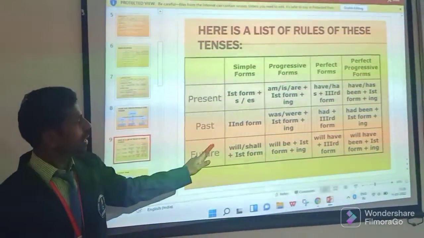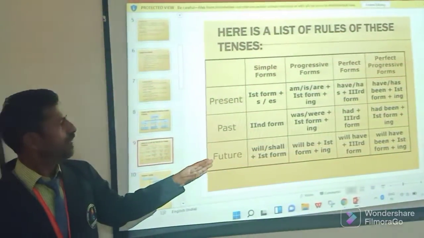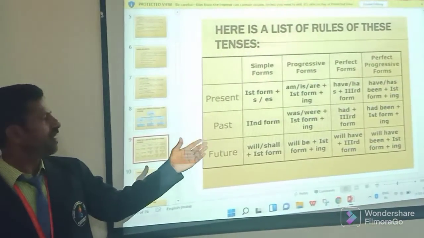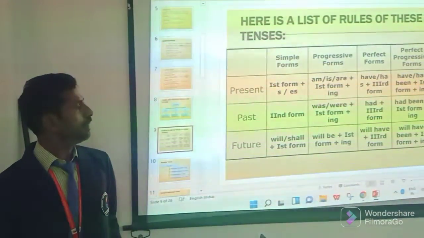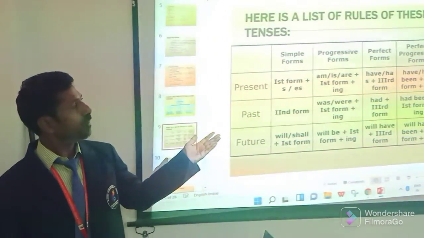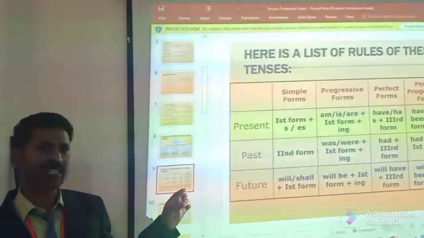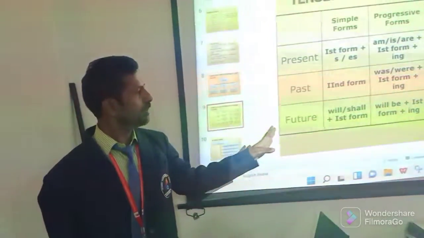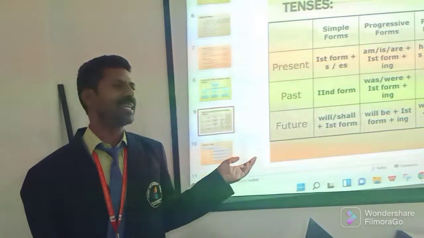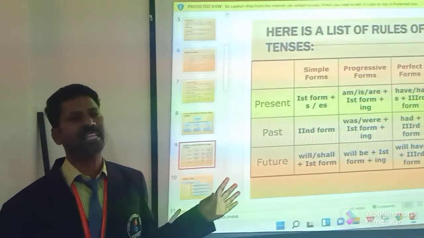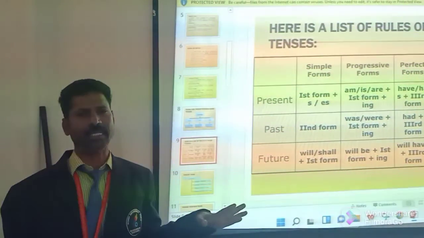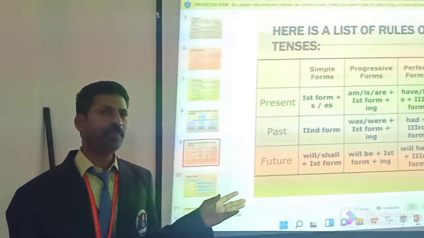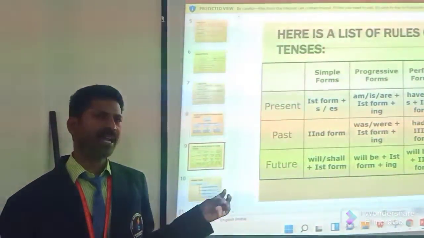And coming to the past continuous, subject plus was or were plus V4. And coming to the perfect form, the past perfect tense, what happens? Subject plus had plus V3 form. And coming to the past perfect continuous tense, subject plus had been plus V4.